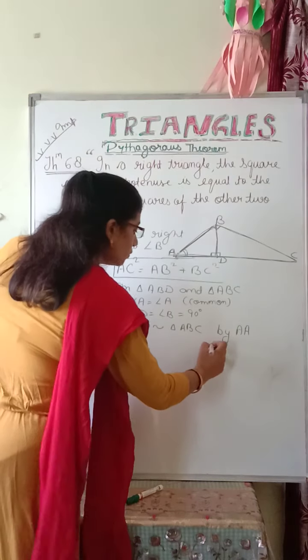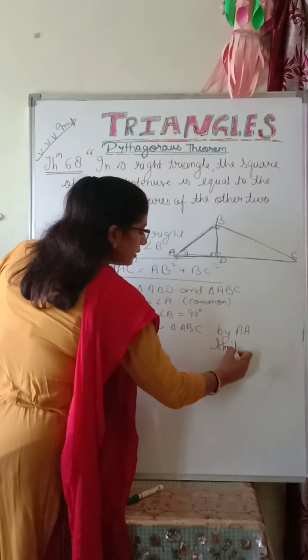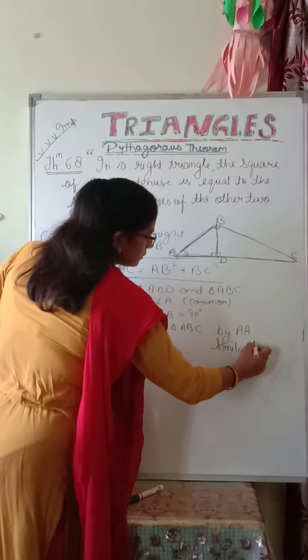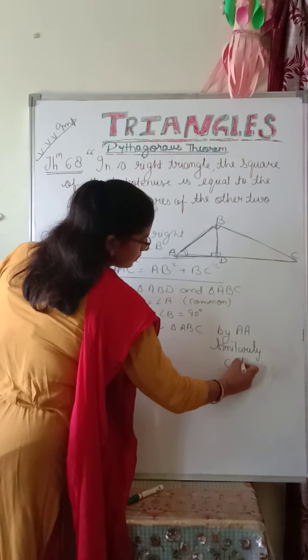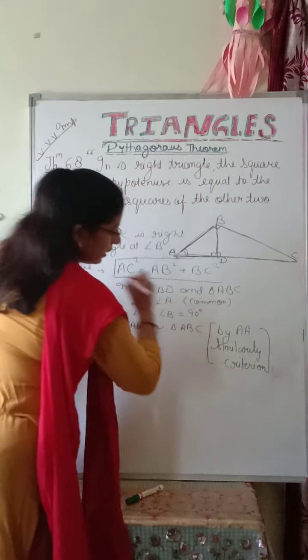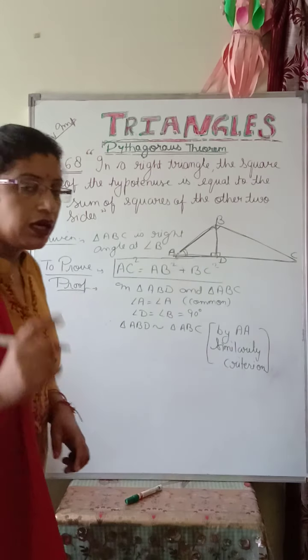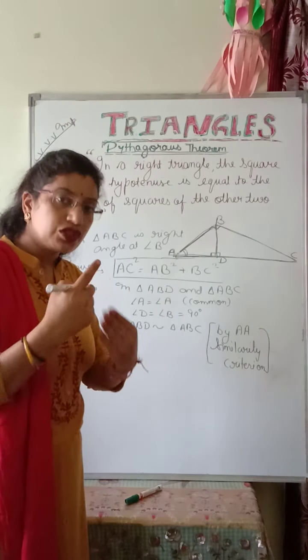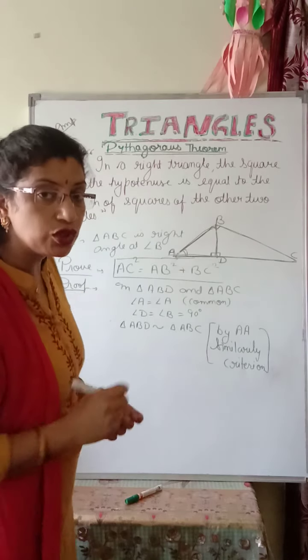What do you write? Similarity criteria. So by angle similarity criteria, these two triangles are similar. If these two triangles are similar, their corresponding sides are in the same proportion.